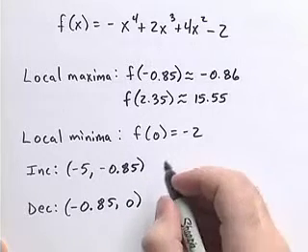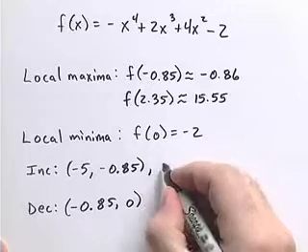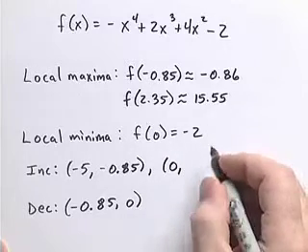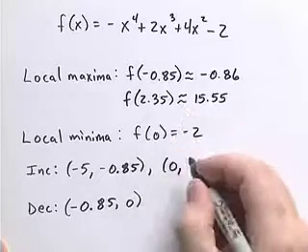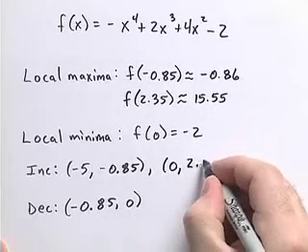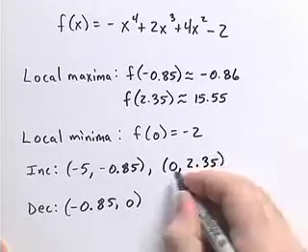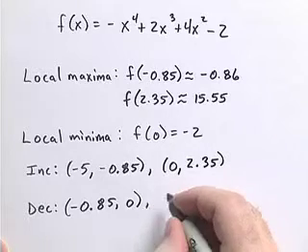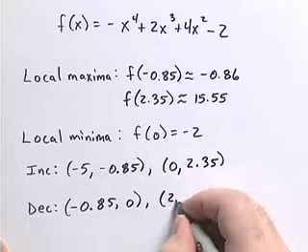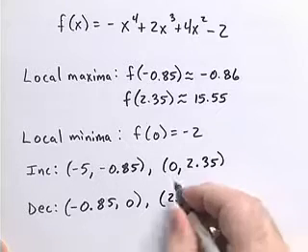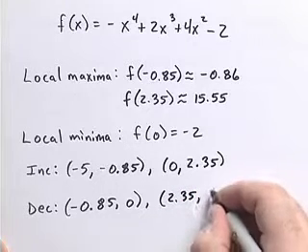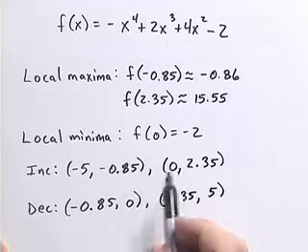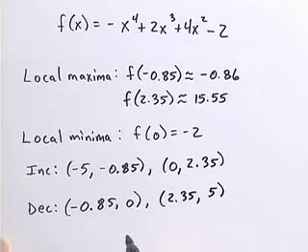Once we hit the minimum, the function starts to increase again. So the function's increasing until it hits the next maximum. That occurred at 2.35. The function is also increasing on this interval. Once we hit that maximum, the function started to decrease, and it continued to decrease until the end of our bound, which was at positive 5. So we have two intervals where the function was increasing and two intervals where the function was decreasing.